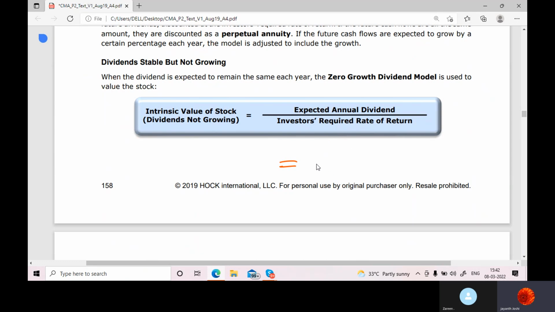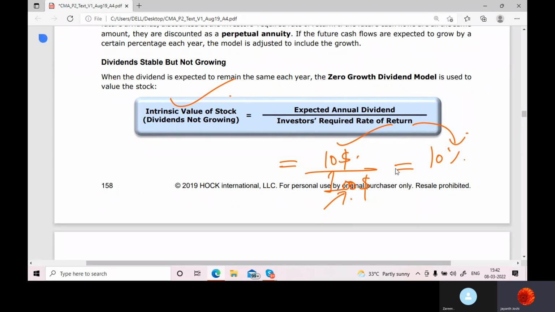Suppose the company is giving an annual dividend of $10. Suppose the intrinsic value of the stock is $100. So on an investment of $100 you are getting $10 as dividend. So what is your return? 10%, correct? That is called your investors' required rate of return.